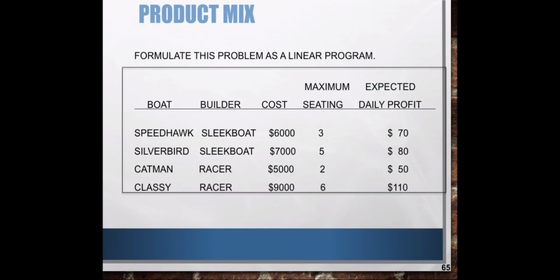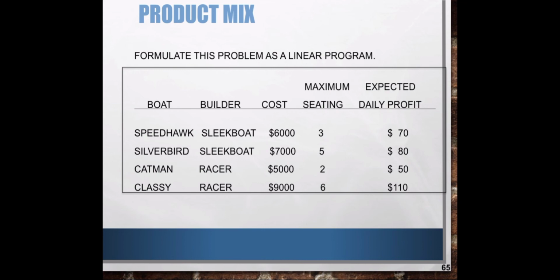Formulate this problem as a linear program. The boats are Speedhawk, Silverbird, Catman, and Classy. The builders are Sleek Boat, Racer, and Racer. The cost for Speedhawk is $6,000 and Silverbird is $7,000. For Catman it is $5,000 and for Classy it is $9,000.